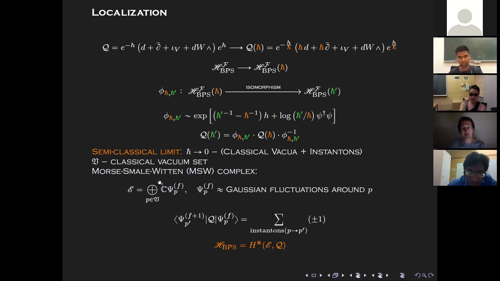So I define the vector space, a very complex vector space, spanned by approximate wave functions that are just Gaussian fluctuations around classical vacua. And there is a differential, or supercharge, acting on this complex, and its matrix coefficients are saturated by instanton contributions. And the BPS Hilbert space in this setting can be defined as the homology of this MSW complex.